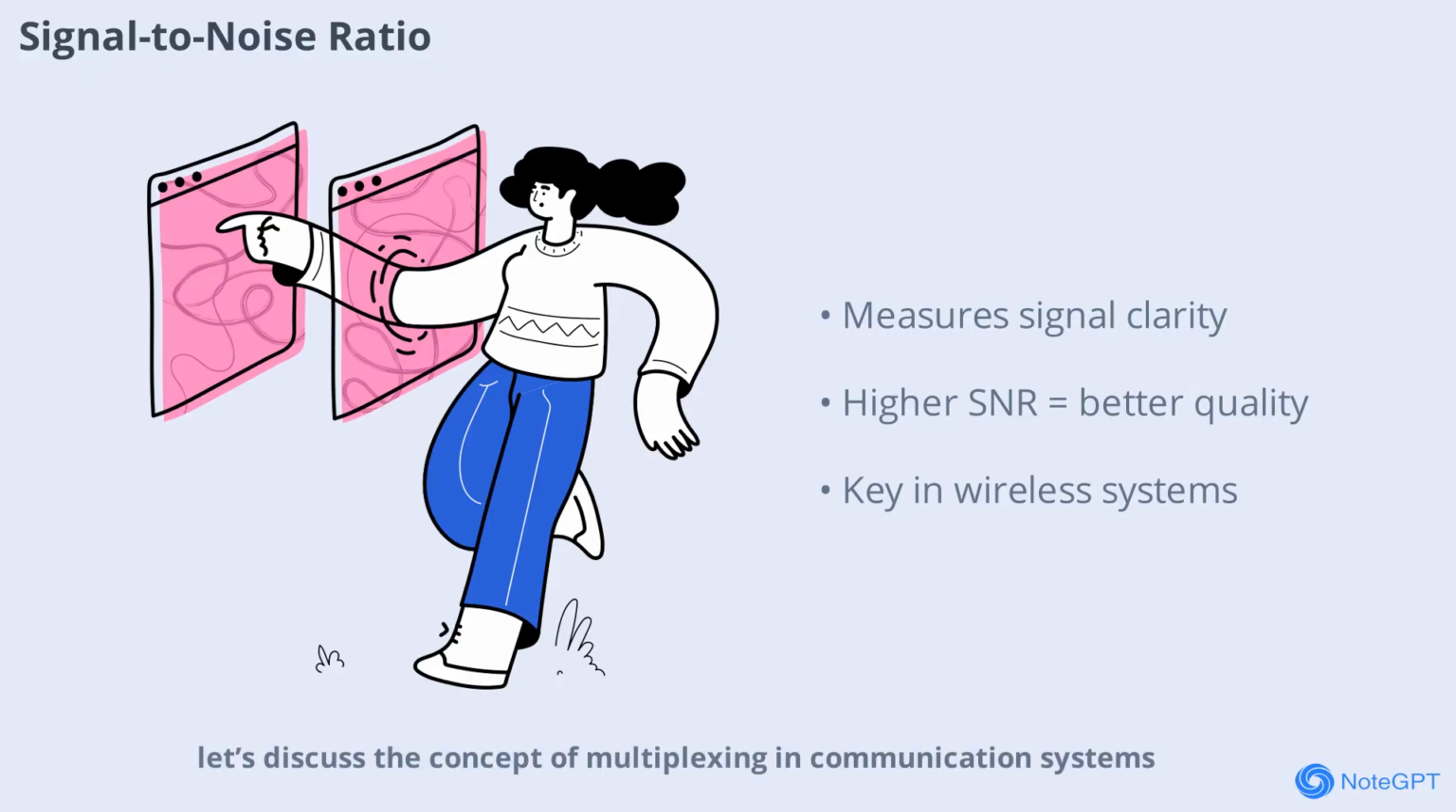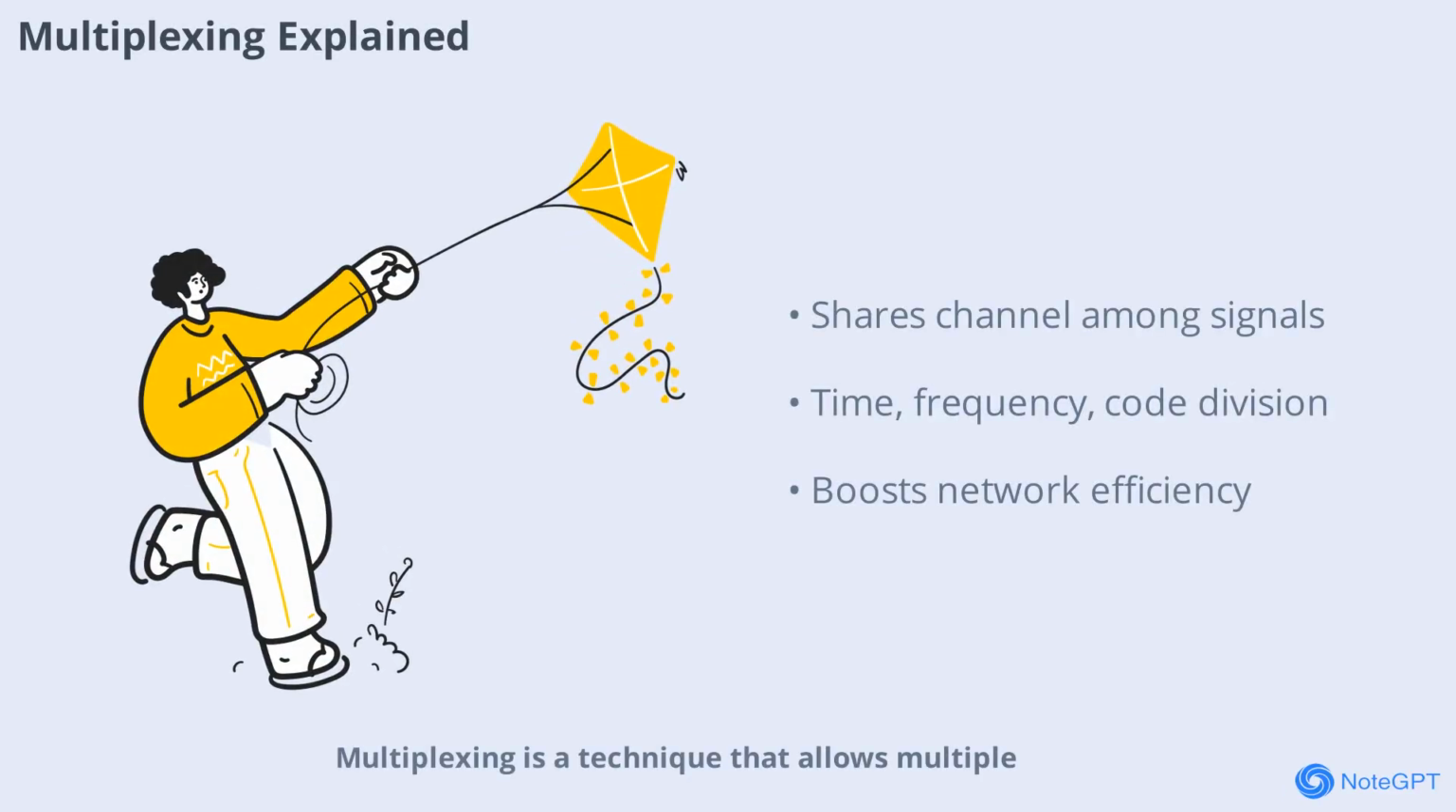Next, let's discuss the concept of multiplexing in communication systems. Multiplexing is a technique that allows multiple signals to share the same communication channel. This is done by combining signals in different ways, such as time division, frequency division, or code division multiplexing. Multiplexing increases the efficiency of communication networks, allowing more users and data to be transmitted simultaneously. It's used in telephone networks, internet connections, and satellite communications.